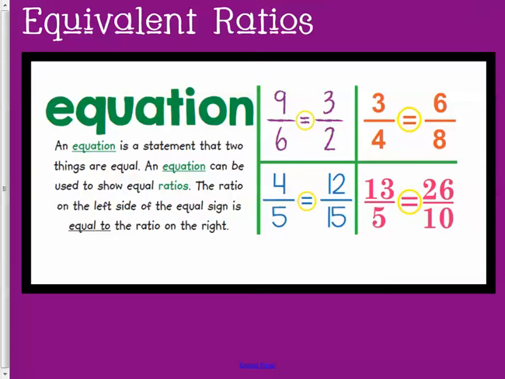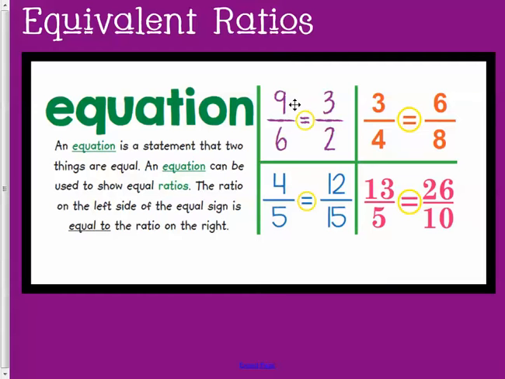Hey guys, now you know about ratios, so let's talk about equivalent ones. We can create any equation and set them equal to each other as long as both fractions, and in this case ratios, are equal on each side. An equation is a statement that tells you that two things are equal. So it can be used to represent equal ratios. The ratio on the left side of the equal sign is equivalent to the one on the right.